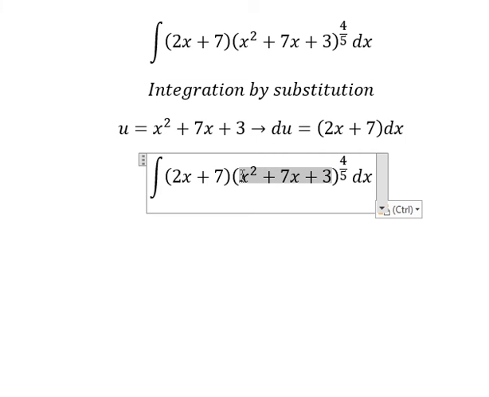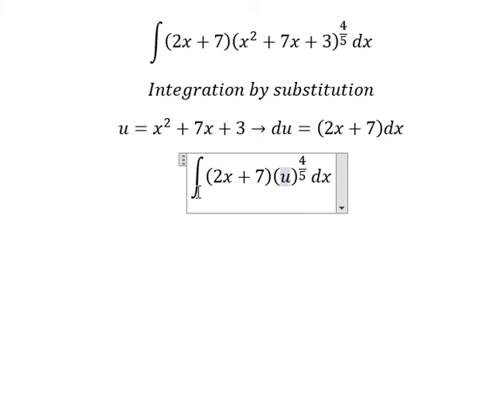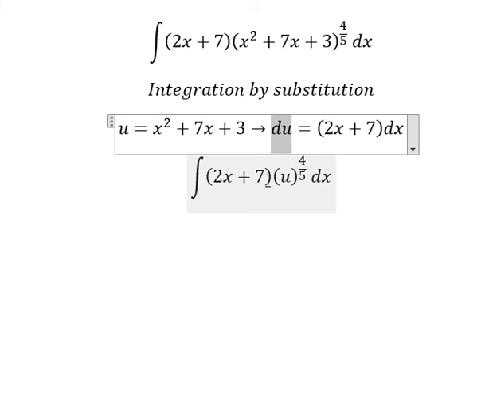So this one we change by u. 2x plus 7 dx we change by du.